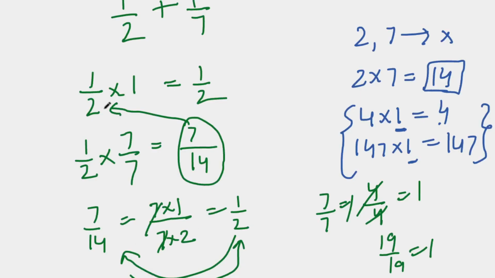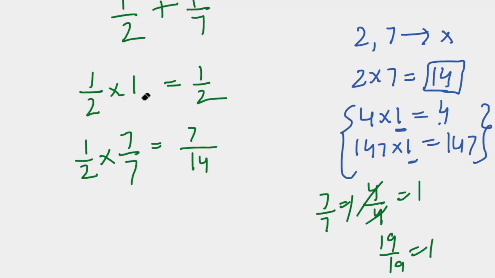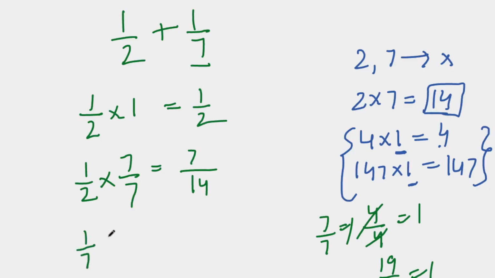So you get it? These are equivalent fractions. Now the representation of the fraction has changed, not its value. It is still 1 by 2. Clear? Okay. So this is how we are multiplying here by 7 by 7. Now the same thing we are going to apply to the second fraction. So 1 by 7, we will multiply it by 1, and we get 1 by 7. Right. So now this 1 will be replaced by 2 by 2. Now why 2?